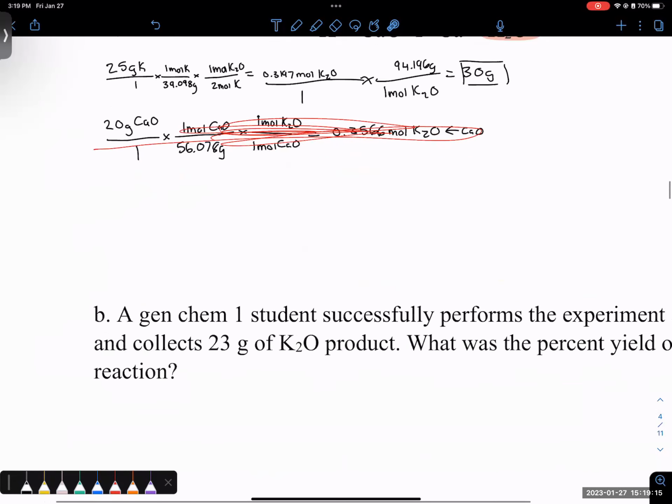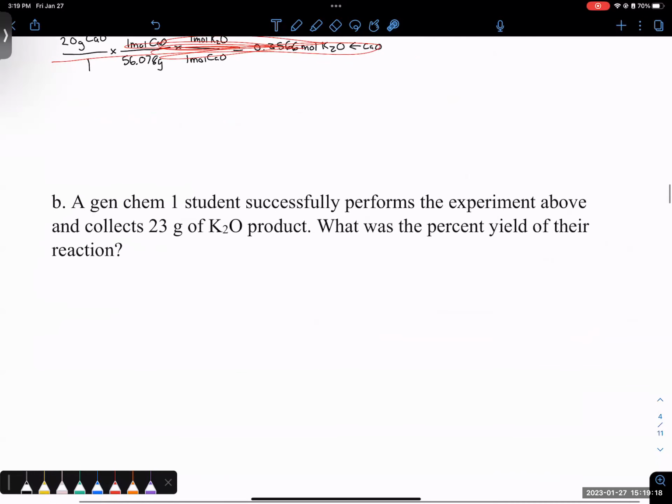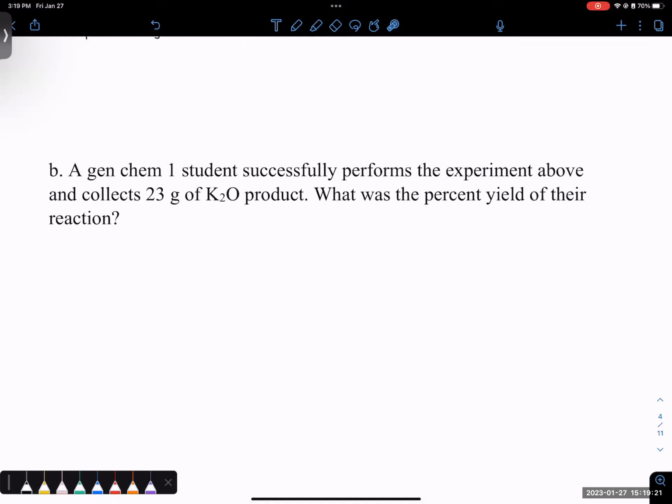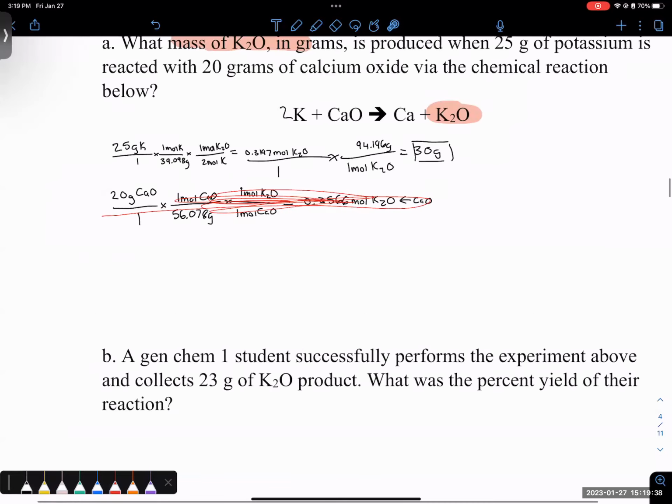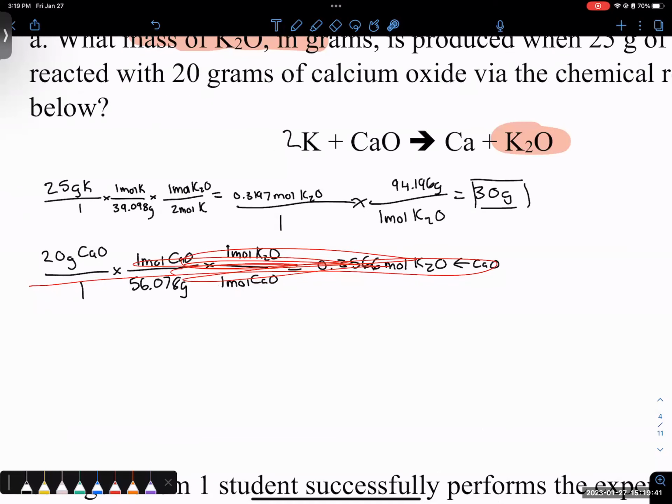Next one is part B of this problem. The student successfully performs the experiment above and collects 23 grams of product, specifically potassium oxide, and now wants to know what the percent yield is. So what is our equation for, is this solving for limiting reactant? Yeah. The first one we did was solving for limiting reactant. It's not asking which one's the limiting reactant, but you have to solve for it so that you can figure out what the theoretical yield was. And we figured that out to be potassium.